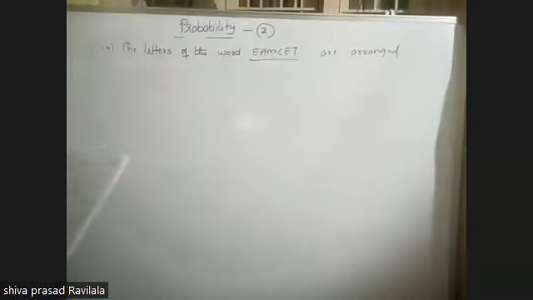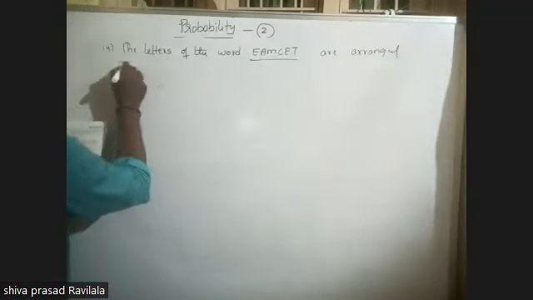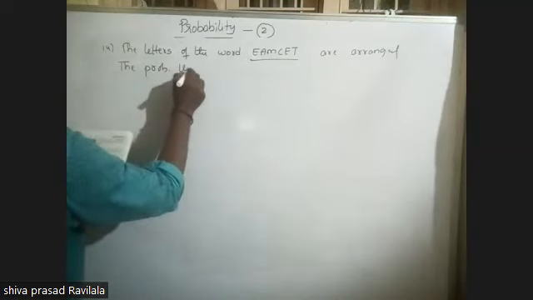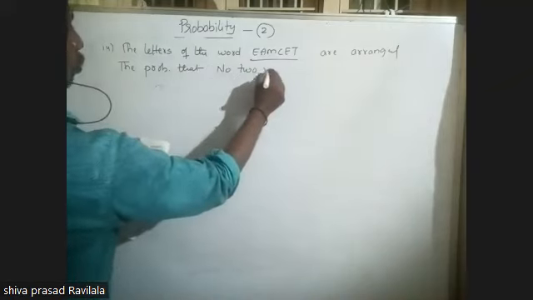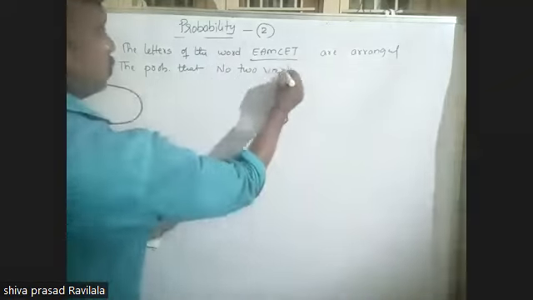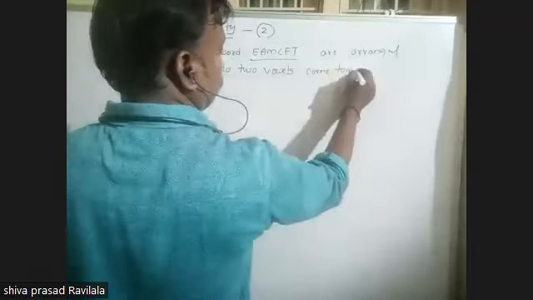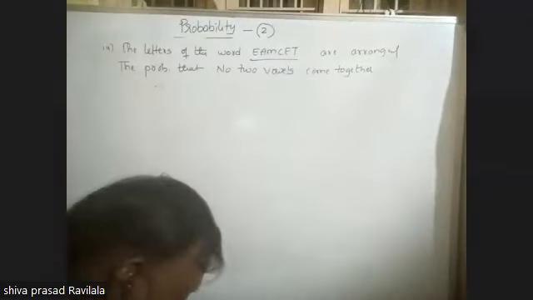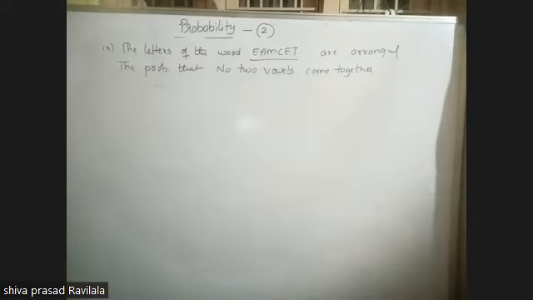The letters of the word EAMCET are arranged in all possible ways. The probability that no two vowels come together. Actually, we have one question on come together, and later we discuss that question also. Come together means what? Do not come together in this condition.